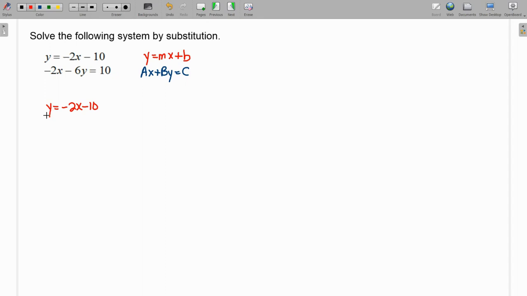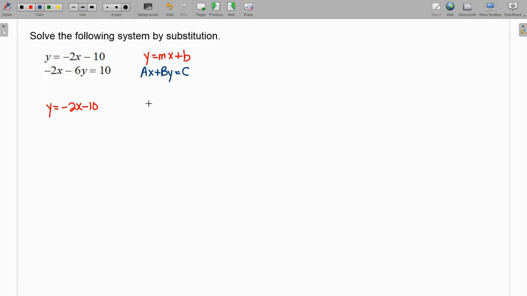So when we have an equation set up like this, where it's solved for a variable, y equals some algebraic term like negative 2x minus 10, this means that y and this algebraic term are equal to each other, but it also means that they are interchangeable. So I could replace a y in, say, the second equation with the algebraic expression here, negative 2x minus 10. And that's exactly what I'm going to do.